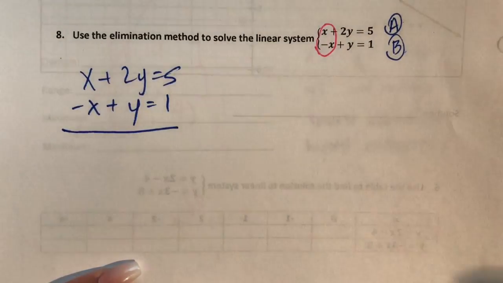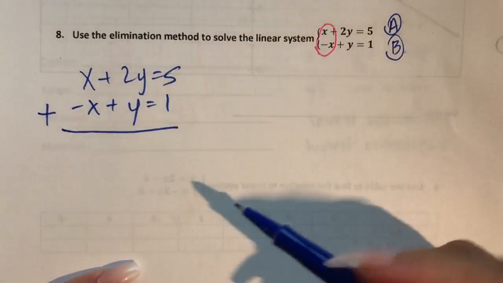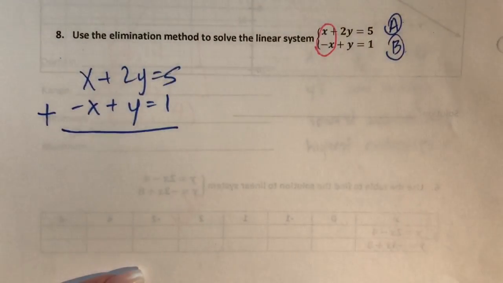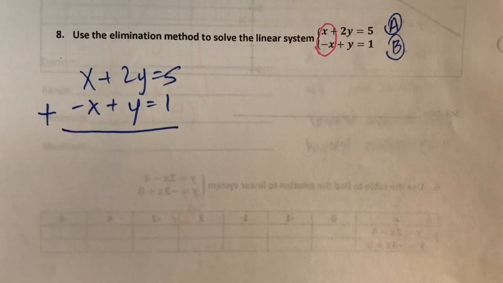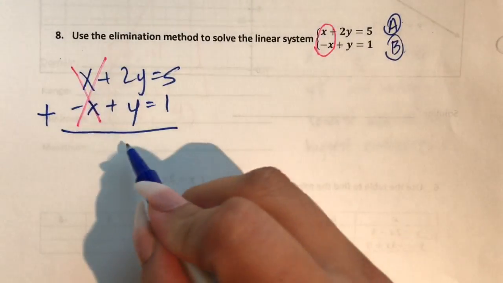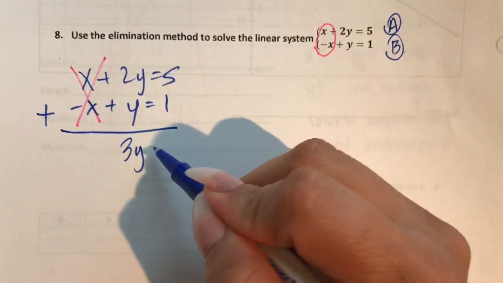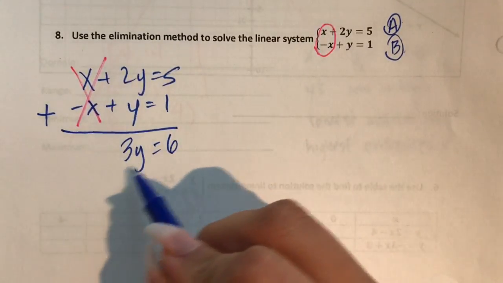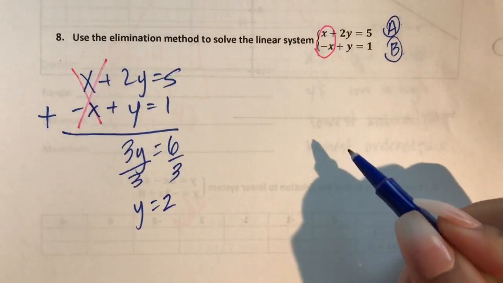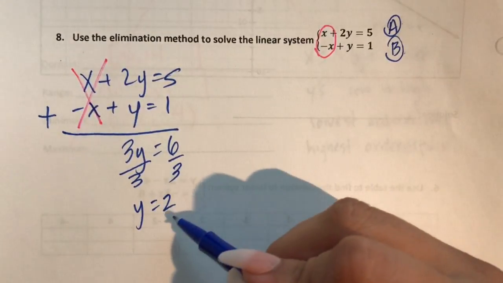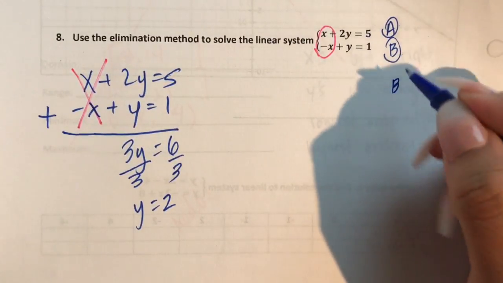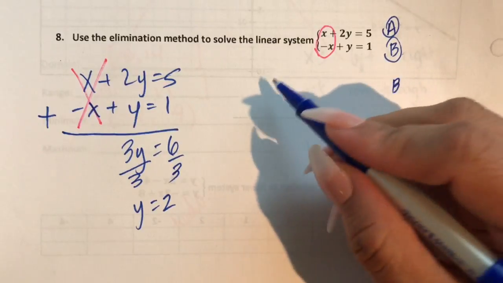So I'm going to add these together. X minus x is 0. 2y plus y equals 3y. 5 plus 1 equals 6. I'm going to solve for y. Divide both sides by 3. Y equals 2. So now we're going to take this and we're going to substitute it back into B to find x.